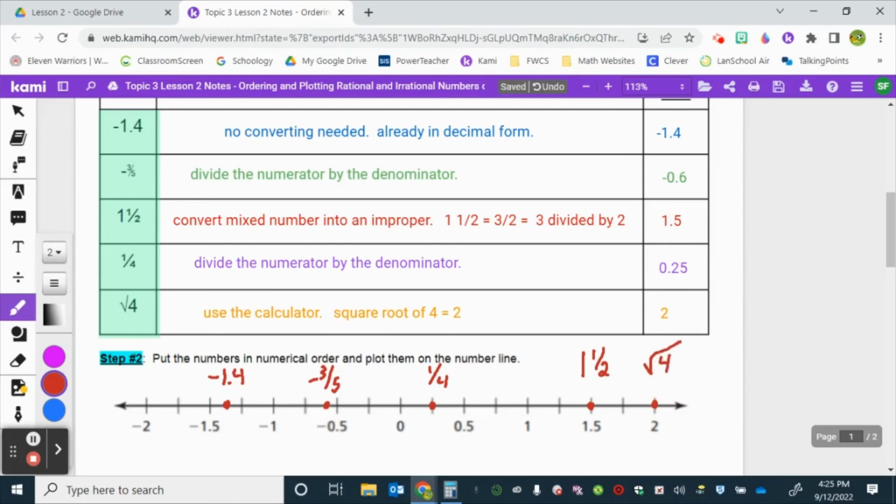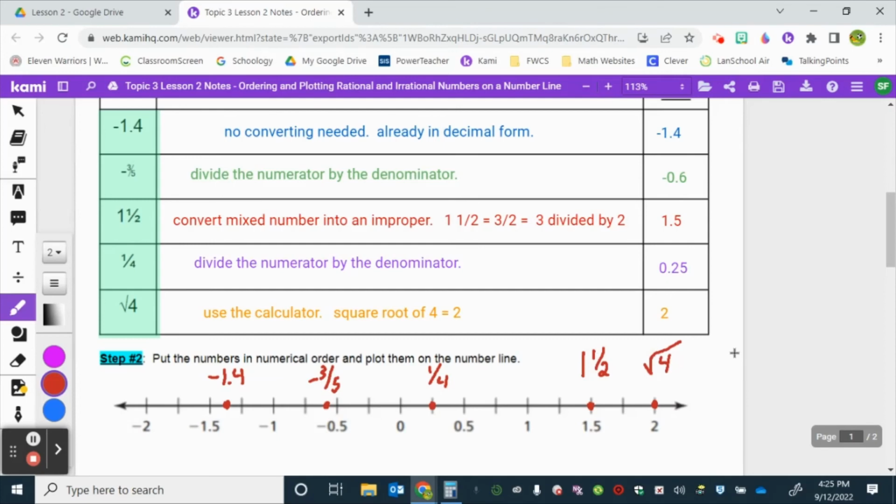And now I have successfully placed all the numbers on the number line in numerical order. Negative 1.4 is the smallest, then negative 3/5, then 1/4, 1 1/2, and the square root of 4 is actually the number that is worth the most here.